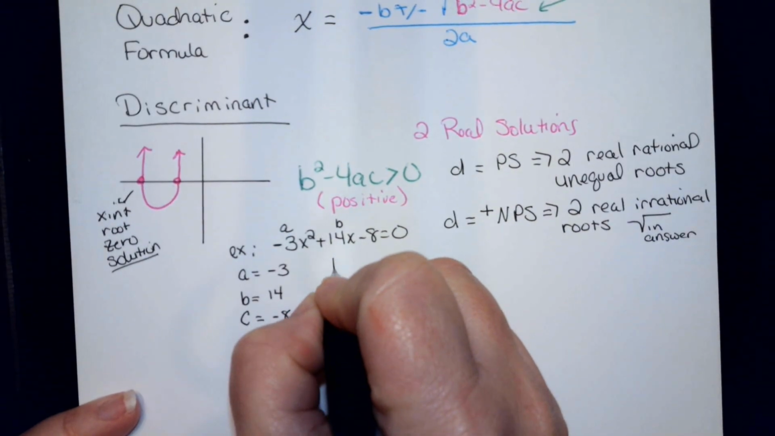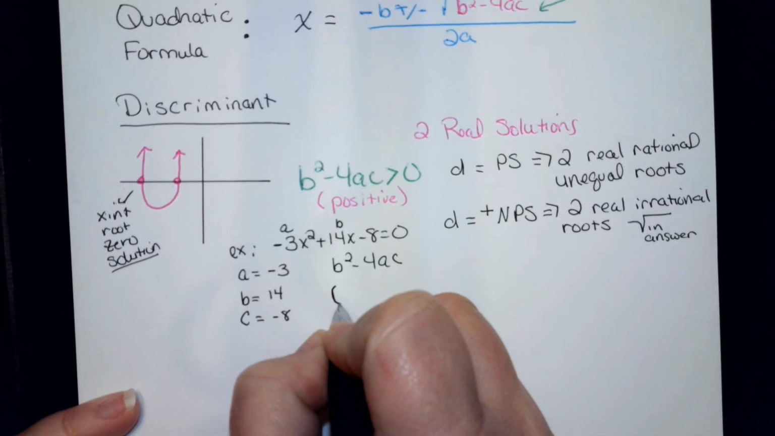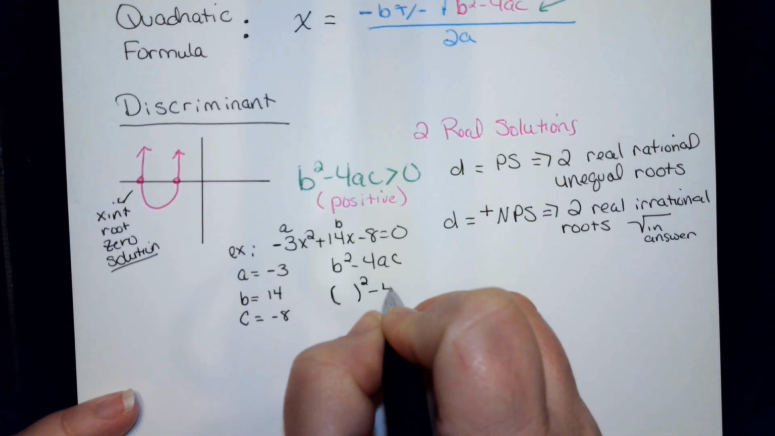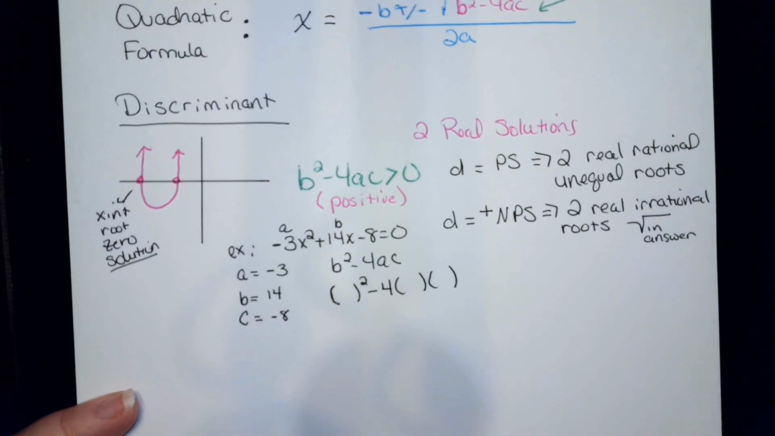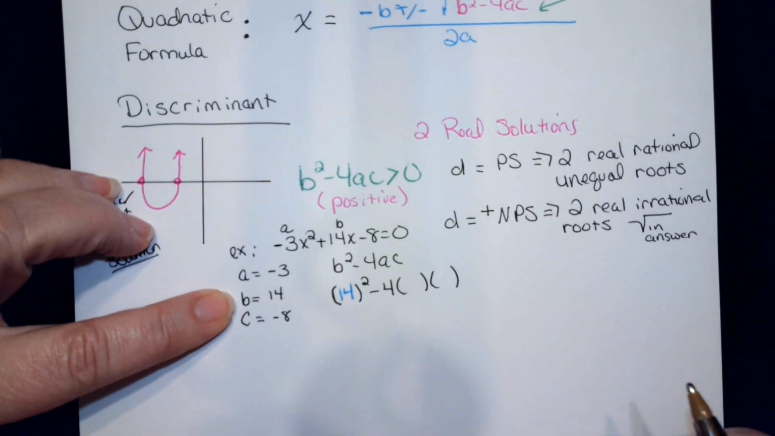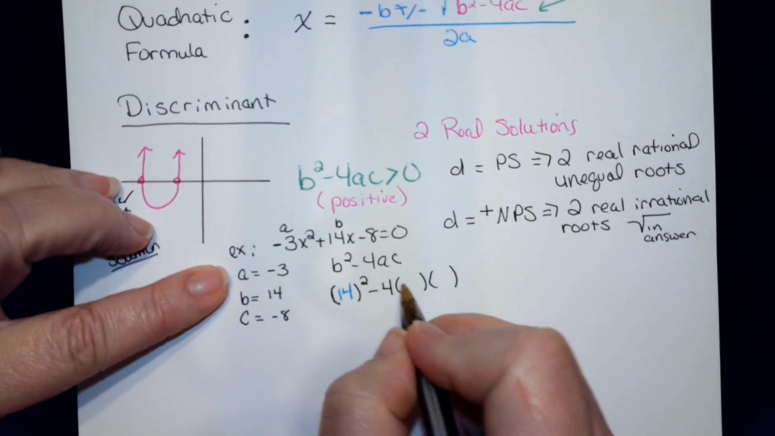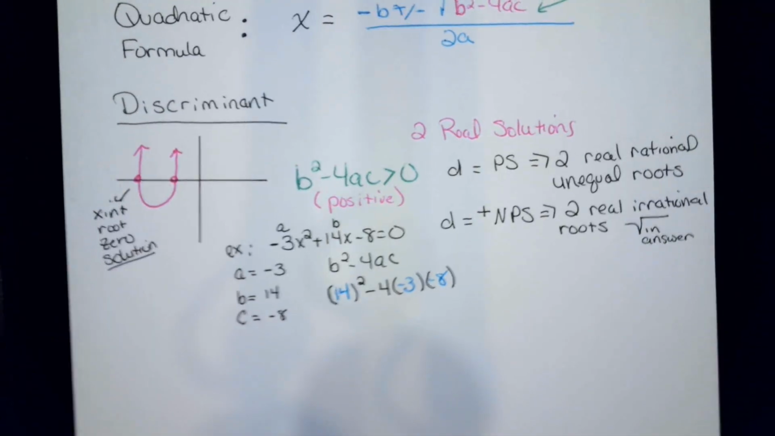Alright, so using our discriminant, b squared minus 4ac, we're going to substitute in our values. So we've got b squared minus 4 times a times c. Our b value is 14. Our a value is negative 3. And our c value is negative 8.